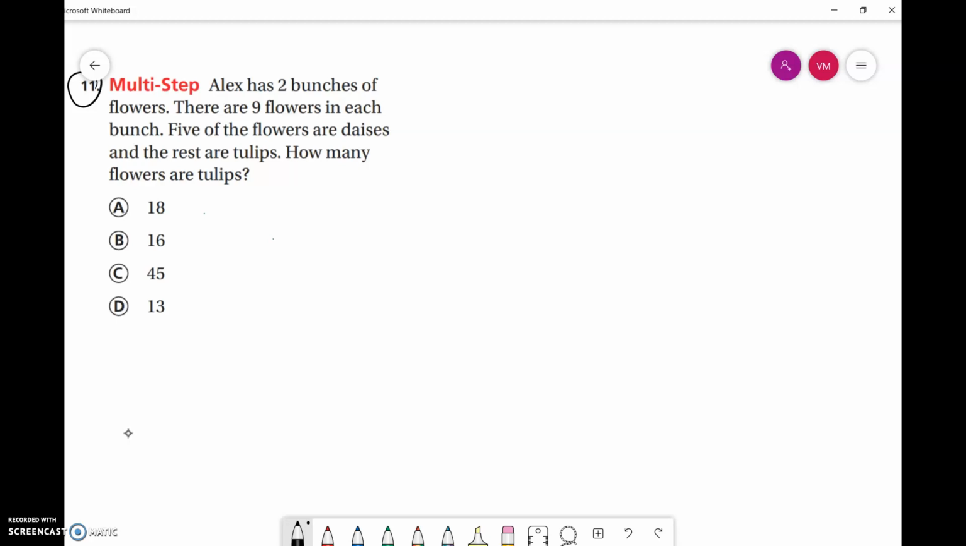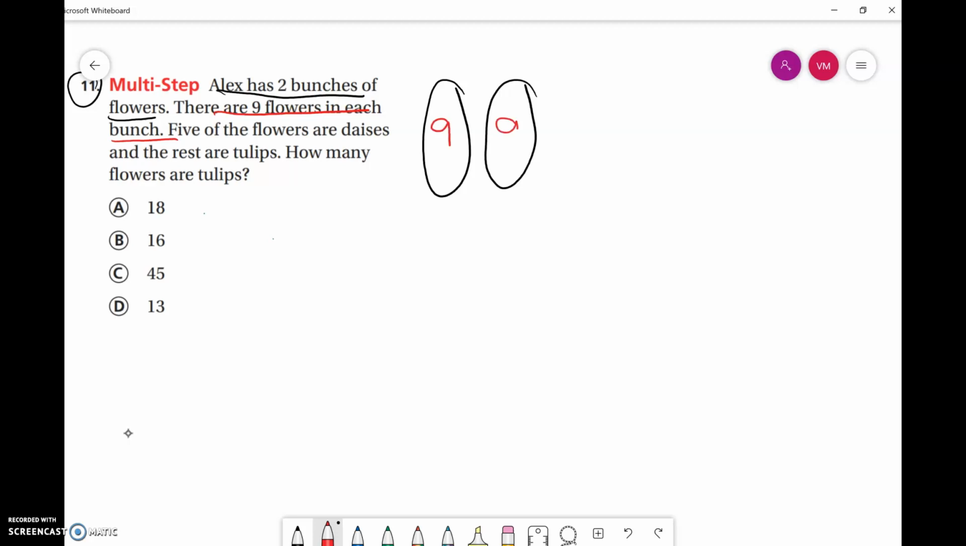So hopefully you know that Alex has 2 bunches of flowers. That's my first thing. So I'm going to draw my 2 little bunches. Bunches mean like a little group, little pilitas. So that's my first step. You have 2 bunches of flowers. But then in each bunch, there are 9 flowers. So now I'm going to put 9 in here and 9 in here.